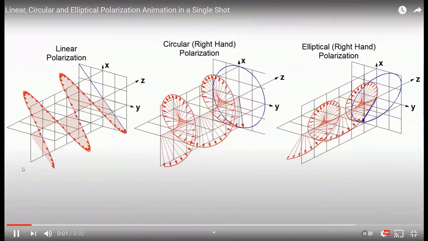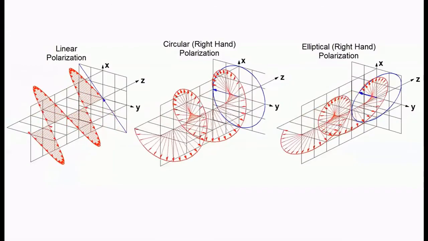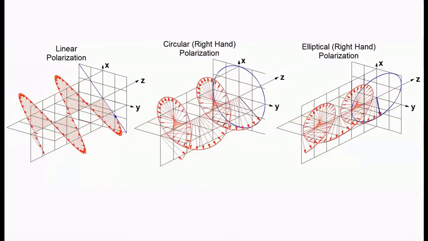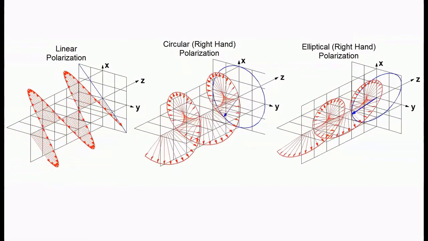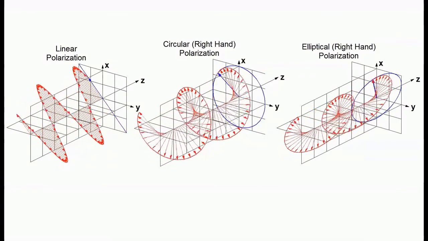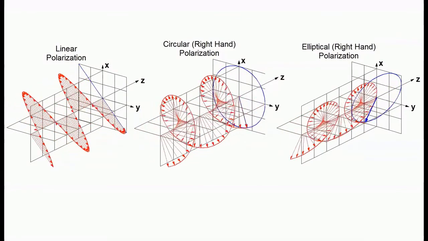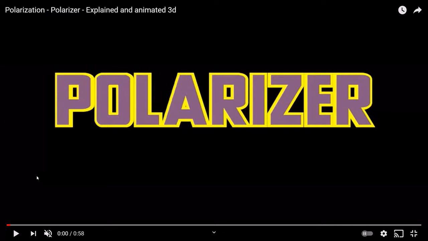And here's a side-by-side comparison. The one thing that all of these have in common is that they're all superpositions of two plane waves with the same frequency traveling in the same direction. That's true even for the circular polarization and elliptical polarization. The only way you get the linear polarization is if the two different electric fields from the two plane waves are oscillating in phase.